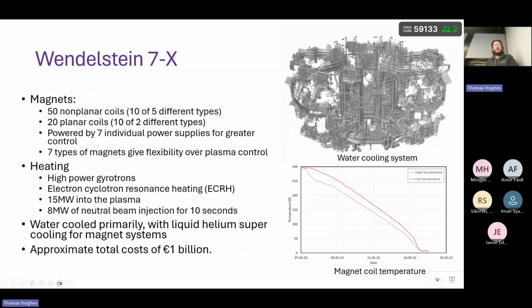For the heating, they use high power gyrotrons and then resistance heating, which we talked about in the previous lecture, which throws about 15 megawatts of energy into the plasma. And then they also use some neutral beam injection, like we talked about with ITER, to get it that extra step to the fusion plasma level. Generally, it's water cooled, but for the magnet systems, you use liquid helium. So you can see a time versus cooling plot for the magnets there, starting from about room temperature, which is 300 Kelvin-ish, going to about 4-5 Kelvin at the bottom. I throw that in. It cost approximately €1 billion, so it's not cheap.